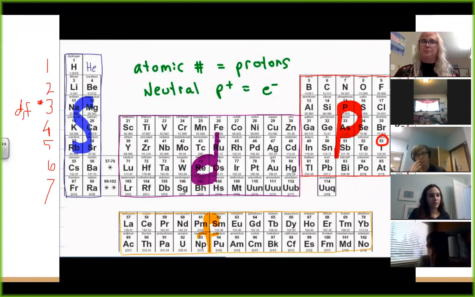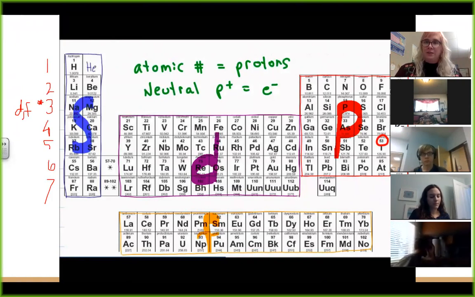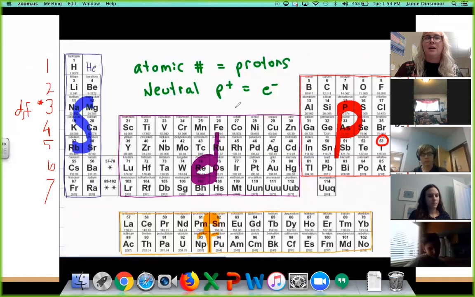6 options. Which means there can be 6 electrons in P. D has 10. 1, 2, 3, 4, 5, 6, 7, 8, 9, 10. F has 14, right? And if you count, you will see there are 14. So you don't even have to remember how many are in each one.